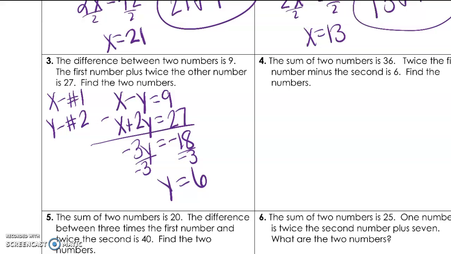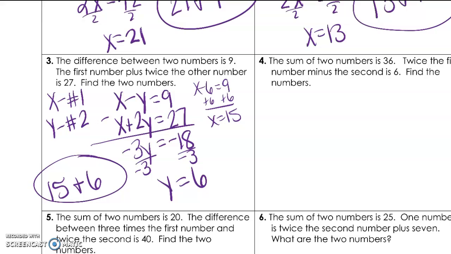So again, you can plug it back in here. x minus 6 equals 9, so add 6, and we get x equals 15. Or hopefully you just know that 15 minus 6 would give us 9. So again, your answer should be 15 and 6. To plug these in, you can plug them into your equations or just kind of plug them in as you read them out loud.